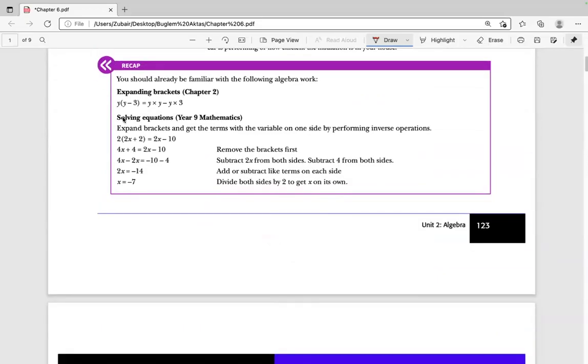Okay, now this is a recap. You should already be familiar with the following algebraic work, how we multiply these two sorts of indices, multiplication and indices.